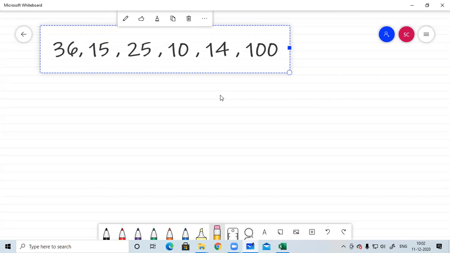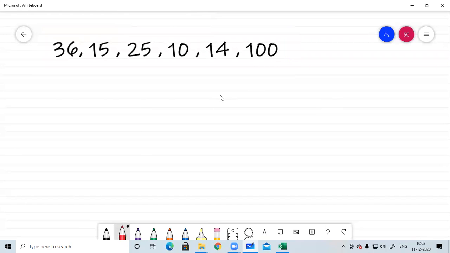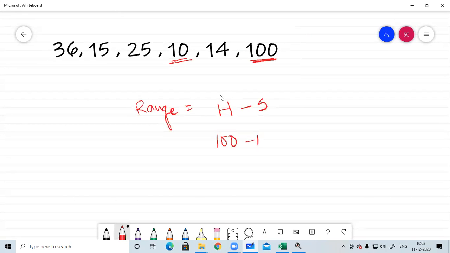So range formula, range is equal to, yes, what is the formula? Anyone remembers the formula now? H minus S. Yeah, H minus S. So what is the highest here? The 100. 100 minus. Sure. 10. And what is the lowest we have? 10. So you are going to have 100 minus 10, which is equal to 90.